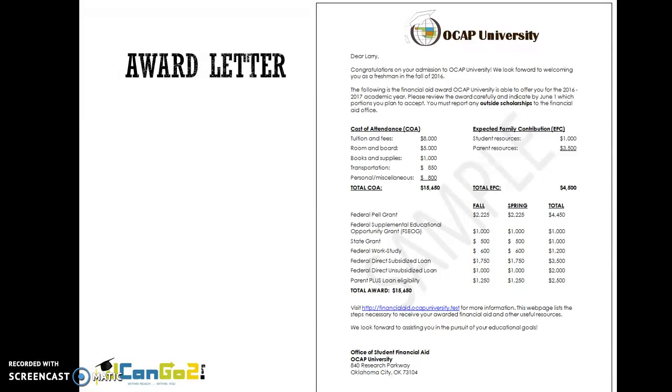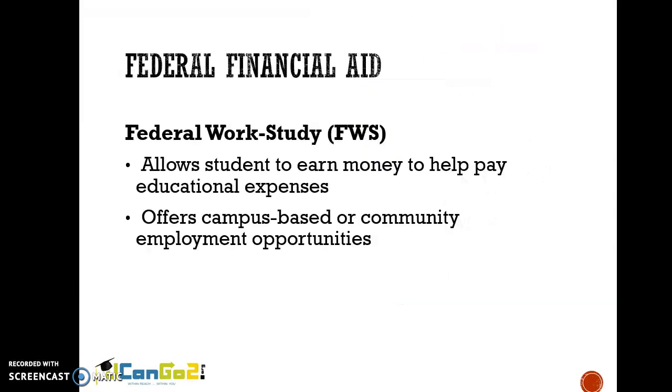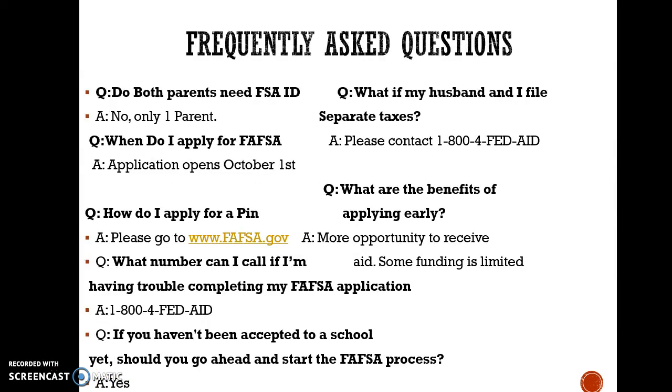And I will just say this. If you're eligible for loans, if they have on there 3,000 and you only need 1,000, please only think about taking out the 1,000 instead of the 3,000, and you can let them know that. Federal Work Study allows you to earn money to help pay for your educational expenses, and you can speak with the financial aid office to ask if you're eligible for this and what you do to sign up for it. So, frequently asked questions.